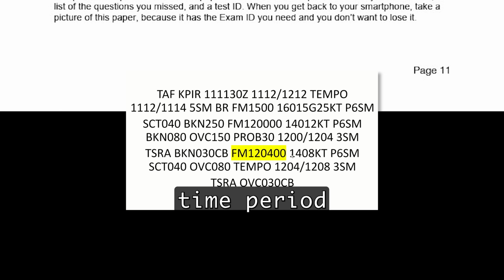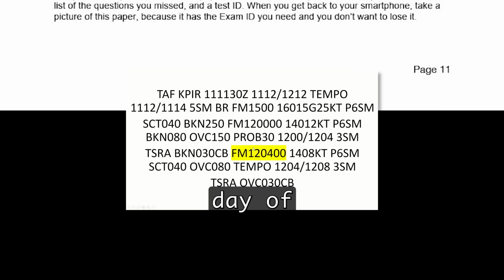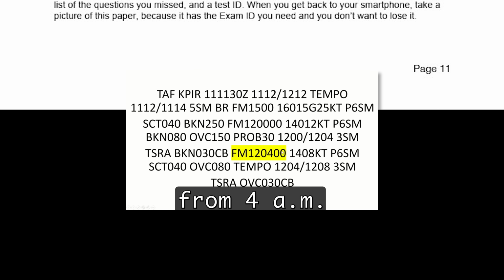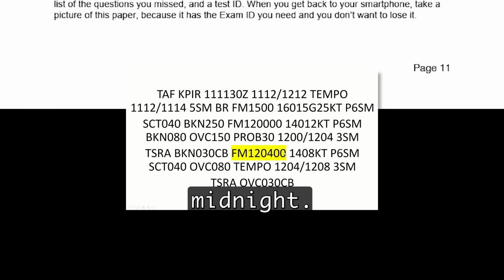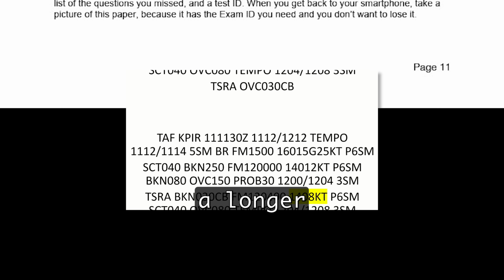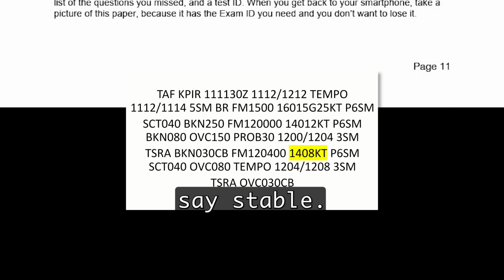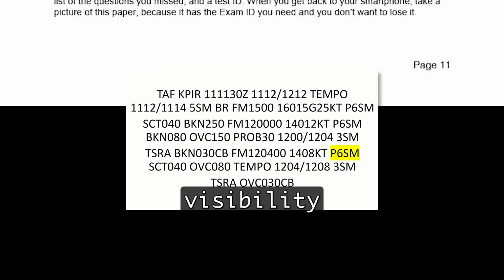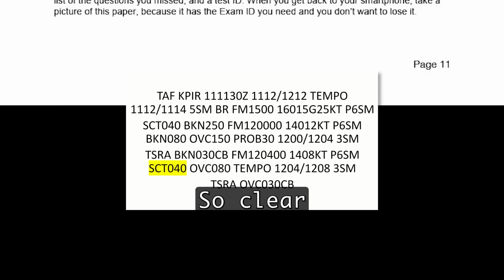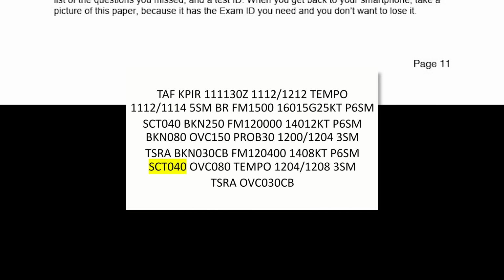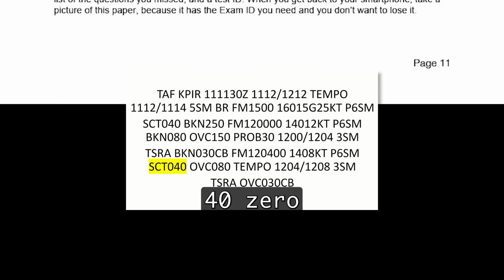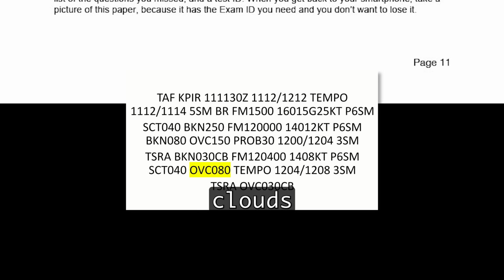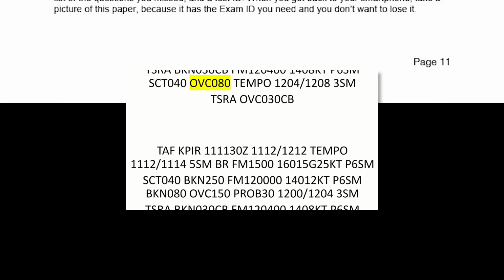And then the next time period here, from the 12th day of the month, from 4 a.m. all the way until midnight. So this is a longer forecast, a longer period of time. The weather's probably going to stay stable. We have wind at 140 degrees at 8 knots. Visibility 6 statute miles, so clear visibility. Scattered clouds at 4,000, overcast clouds at 8,000 feet.